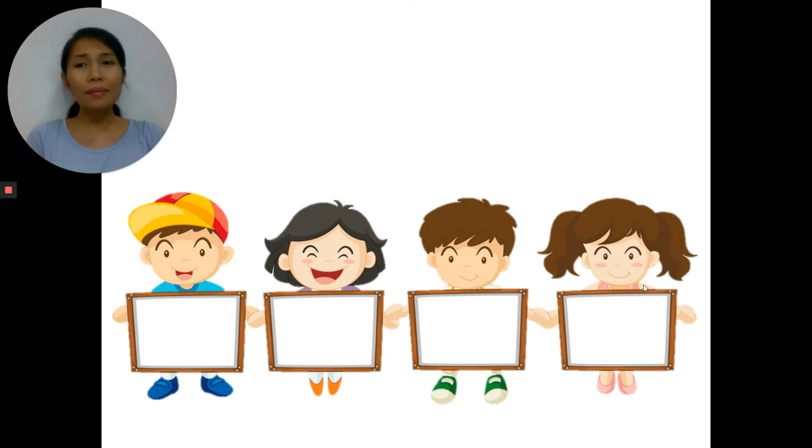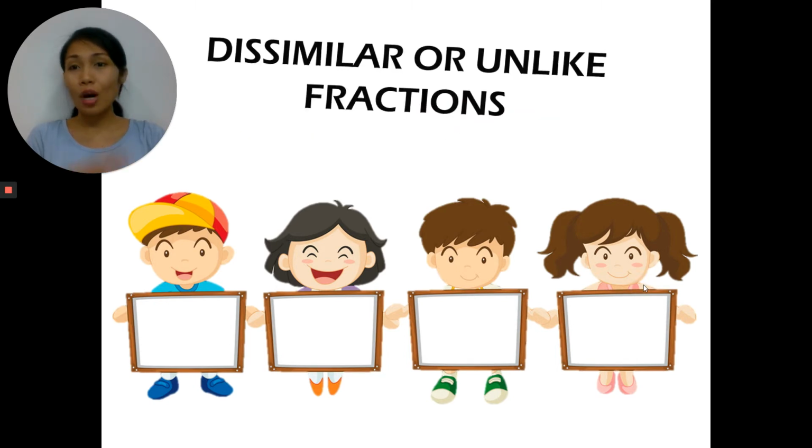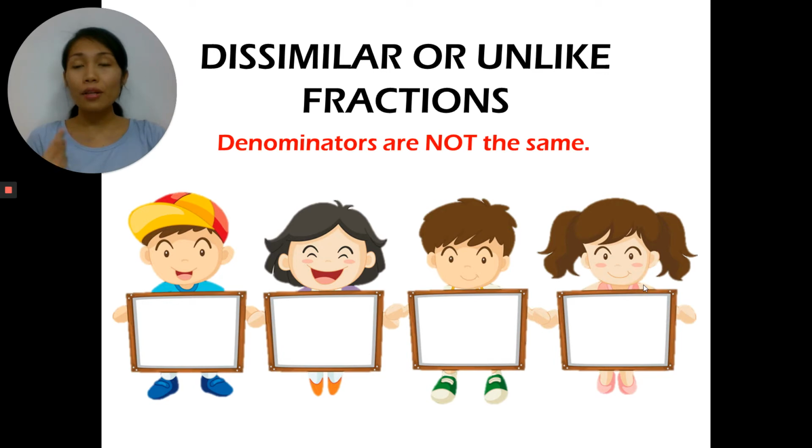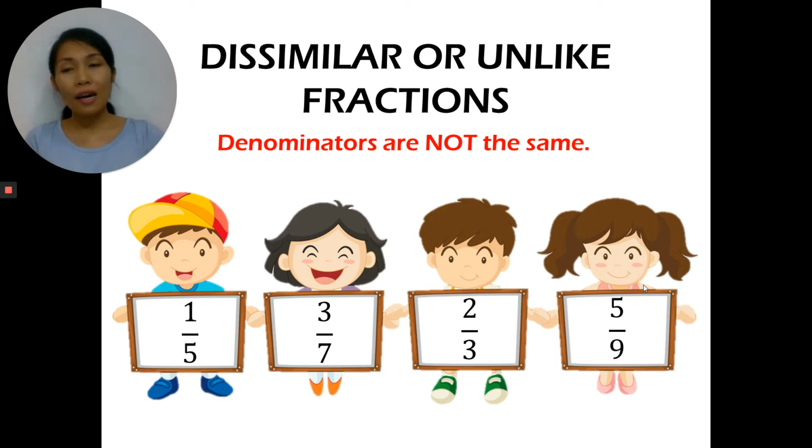How about dissimilar or unlike fractions? They are the opposite. Their denominators are not the same, like 1/5, 3/7, 2/3, and 5/9. You see their denominators are not the same. They're different, like 5, 7, 3, and 9. That's why they're called dissimilar or unlike fractions.